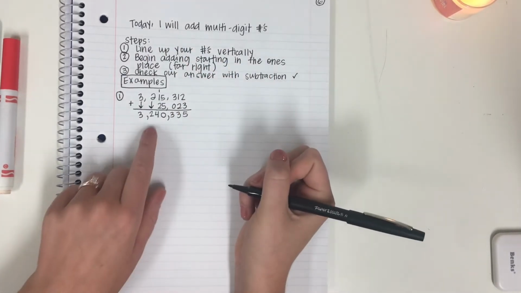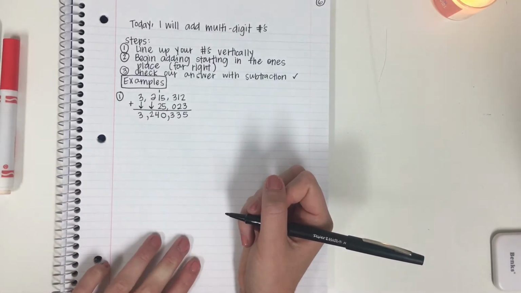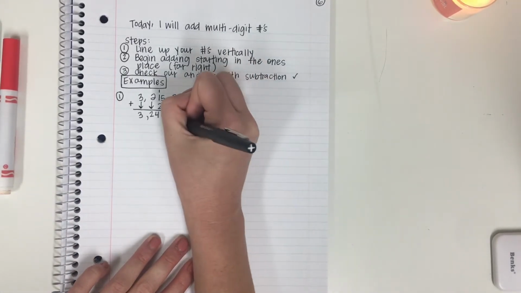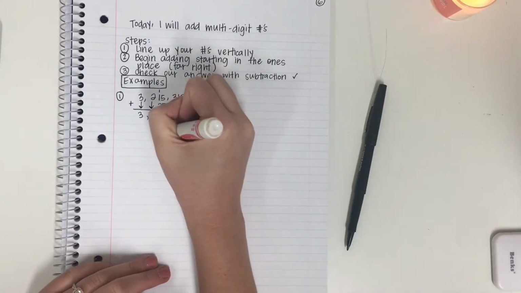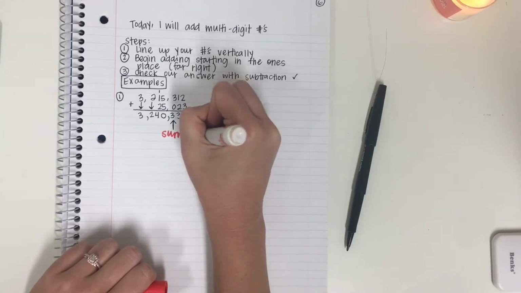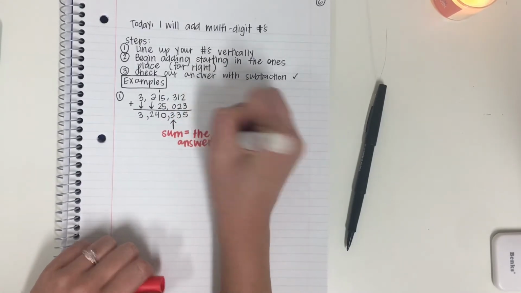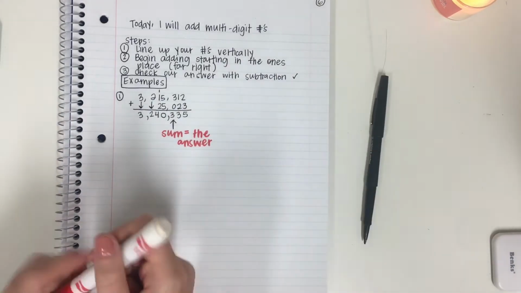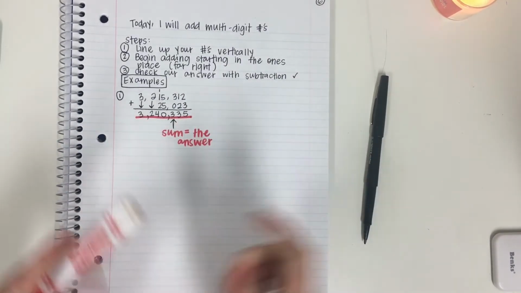Now we have 3,240,335. This is what we call our sum. Our sum equals the answer. So anytime you see find the sum, they want you to find the answer. Okay, we're almost done. Now we need to check our work.